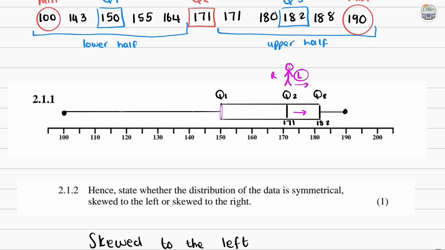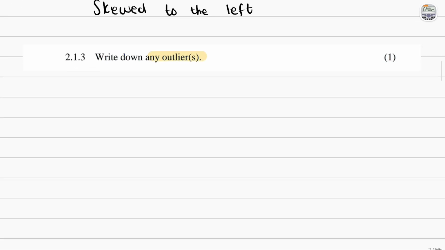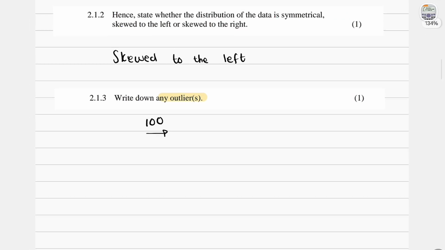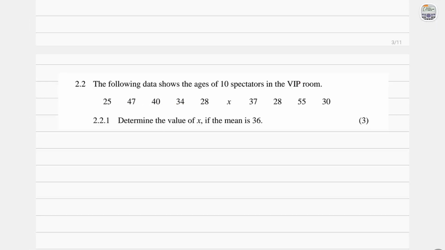However, look at Q1, 150. Look at the minimum, 100. That is an outlier. Okay, there's a significant distance from the lowest value to the next where Q1 is marked at. Okay, so in this case, we can visually see that the outlier is 100, and we'll put that down. Our outlier is 100, and that is our answer. Moving on to the next question.